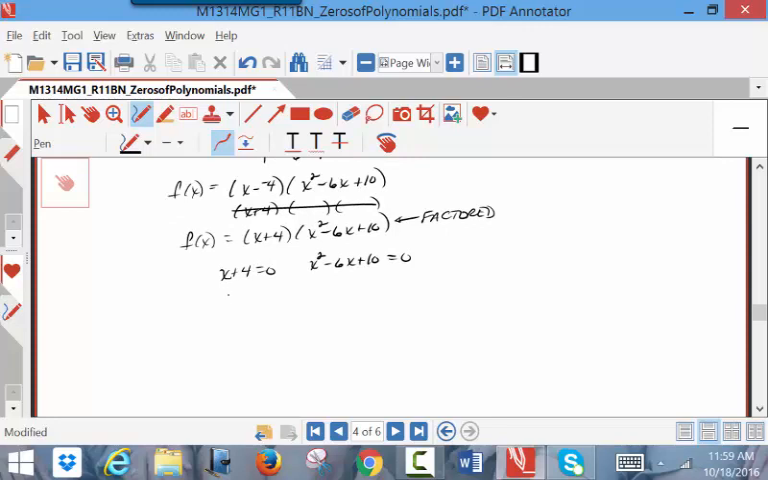Now the first one comes out quite nicely, and we already even know this one. But what do I have to do to get the zeros from the x squared minus 6x plus 10? Go to the quadratic formula. Okay, so my a equals 1, my b is negative 6, and my c is 10. So how to remember the quadratic formula? X equals negative b plus minus the square root of b squared minus 4ac all over 2a.